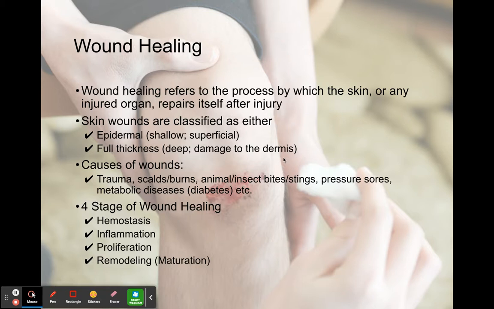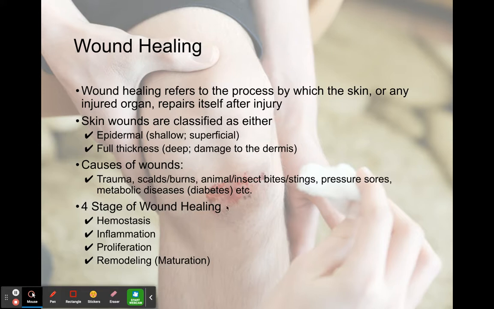There can be many different causes of wounds. The first one is trauma. What that means is maybe you bumped into something and it cut you, or something sharp cut you, either by a person or by accident. Other causes are scalds and burns, animal and insect bites and stings, pressure sores, and metabolic diseases like diabetes. These are different causes of wounds.